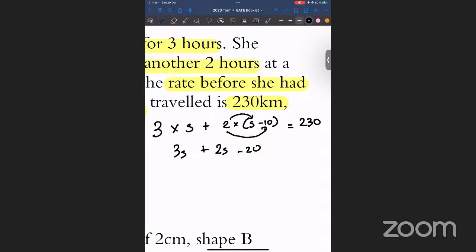Okay. 3s plus 2s is equal to? 5s. Good. For a second, I thought you guys found that hard. 5s minus 20 is equal to 230.